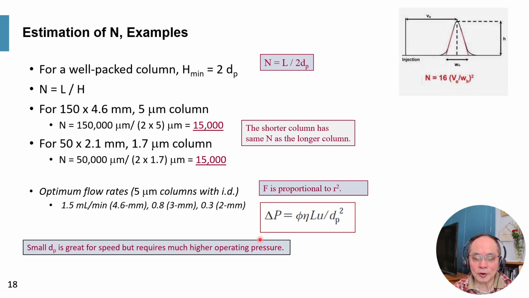However, the problem with using smaller particle size is the fact that the delta P, or the pressure drop, is inversely proportional to dp squared. So when you go to smaller particles, the back pressure is substantially higher. This actually explains why we want to go to ultra high pressure LC systems with higher pressure capability. So small particles are great for speed, but require much higher operating pressure.